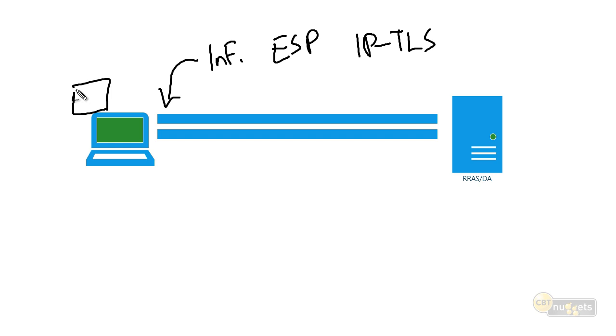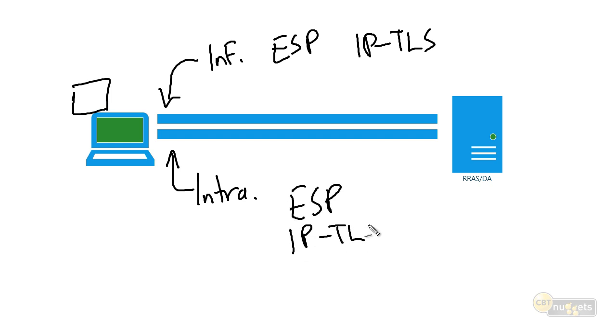We're trying to make this transparent. Now, the other tunnel, the intranet tunnel, the one that actually gets you to the resources the user is trying to get to, also uses encapsulating security payload. The encryption is provided by IP-TLS, IP Transport Level Layer Security. This tunnel actually authenticates the user, provides access to your internal resources, and so forth. That tunnel has to come up before you can get to Microsoft Outlook or whatever else.